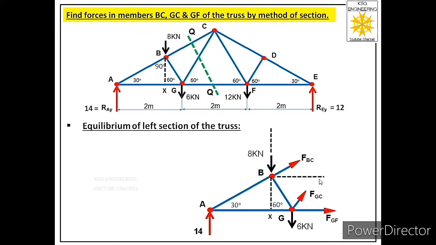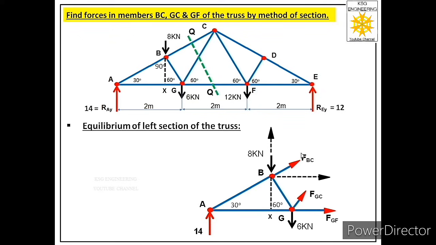So let us label the direction of these 2 components. For that we have to see the direction of force first. Force is acting away from the joint. So in these 2 members also we will represent their direction away from the joint. After that we will find the magnitudes of these 2 components.